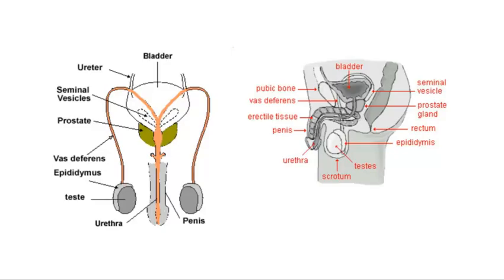So we will look at the male reproductive system first. This is a profile image from the front of the individual, and on the right hand side is a side image of the same structures.